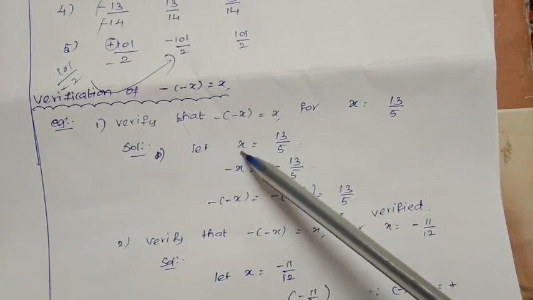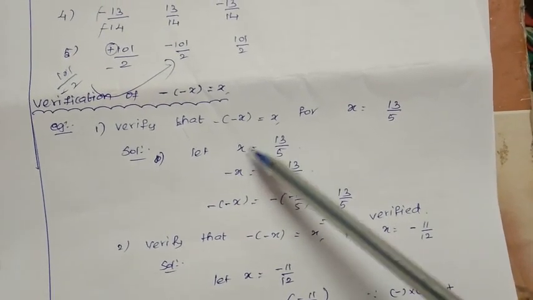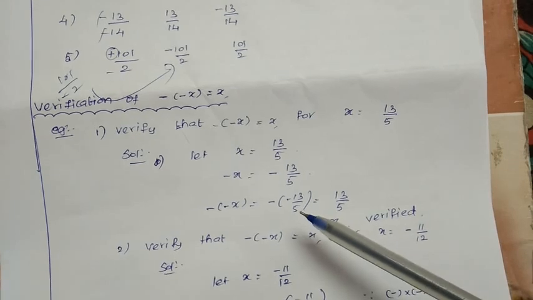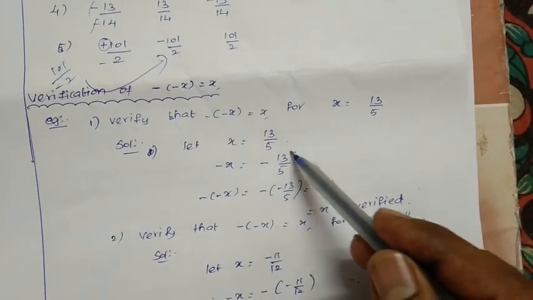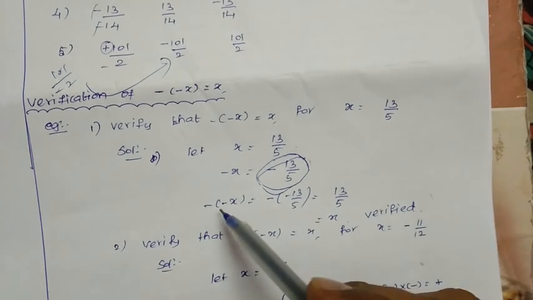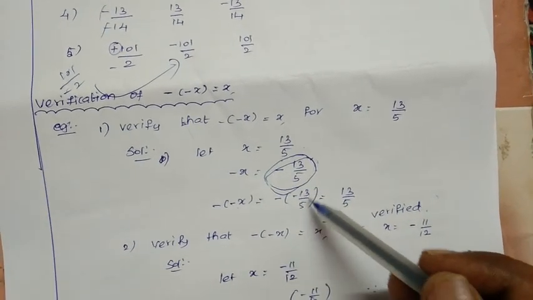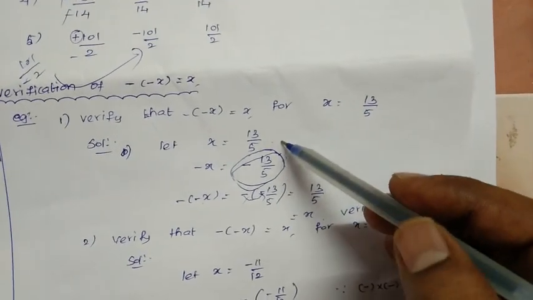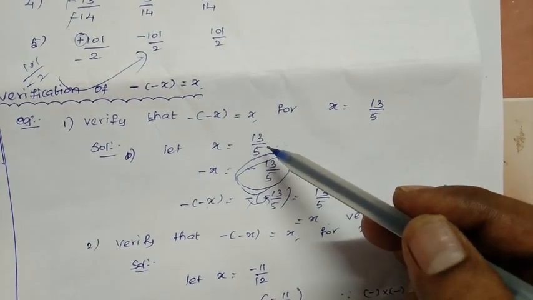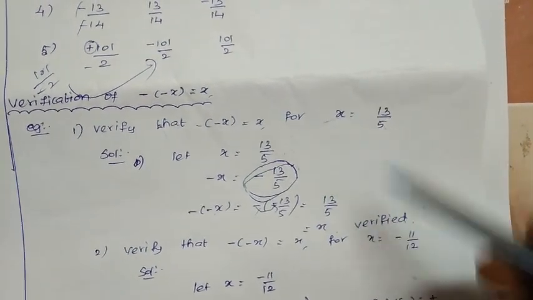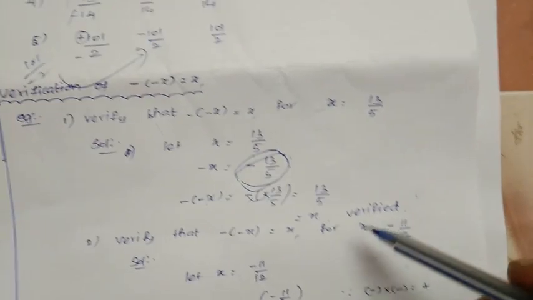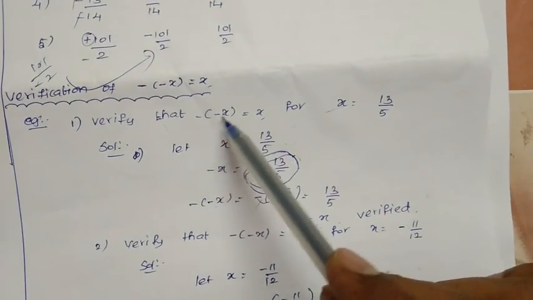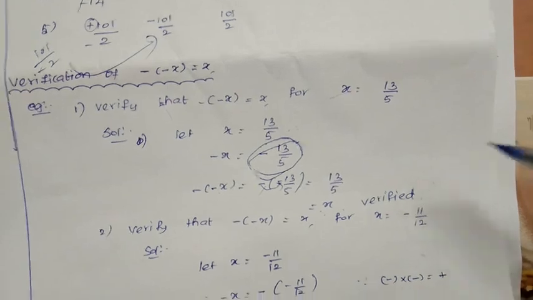So that minus of x, we need to multiply minus for that number. So here, minus of 13 by 5. Now this is the minus x value. Now minus of minus x, so minus of minus x value, minus 13 by 5. Now just minus into minus is plus. So what we need to understand, minus of minus x is the same value, that is x. So that answer we need to get. If you have that, we can write as verified, that is equal to x. So you verified minus of minus x equal to x.